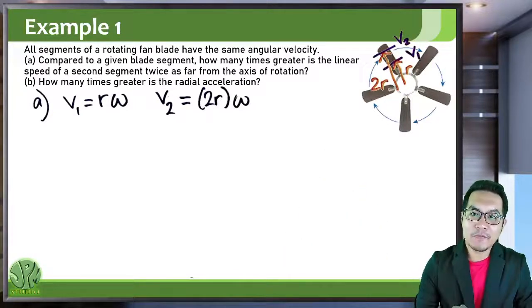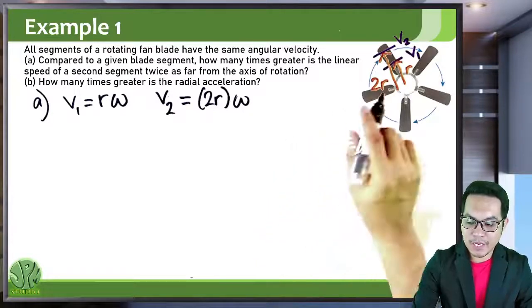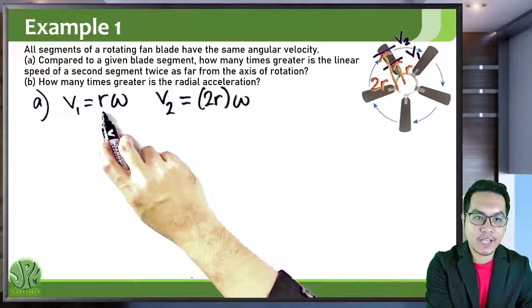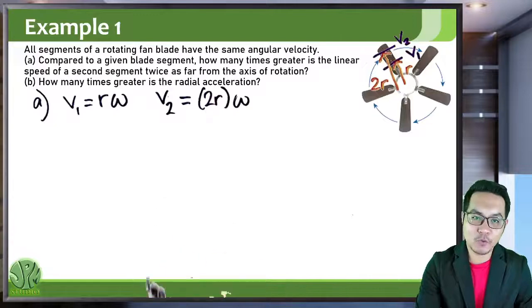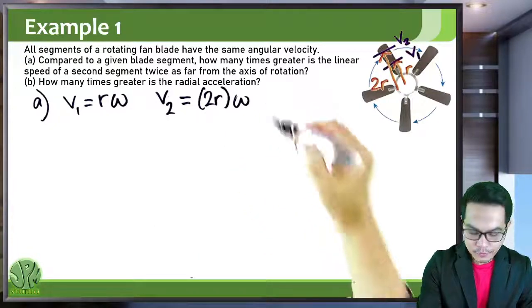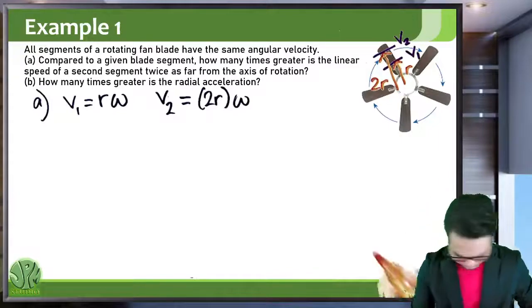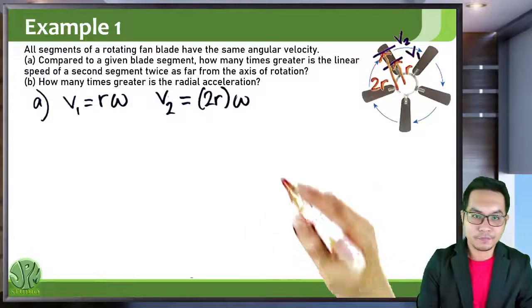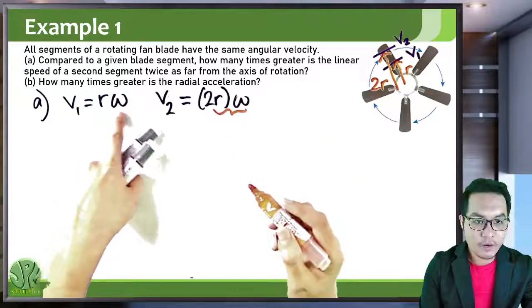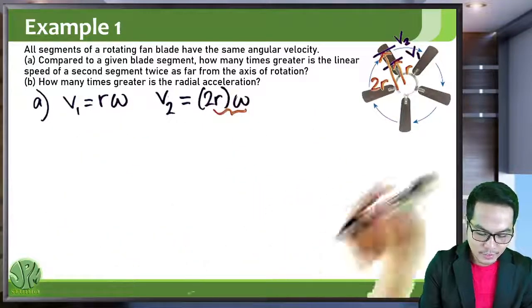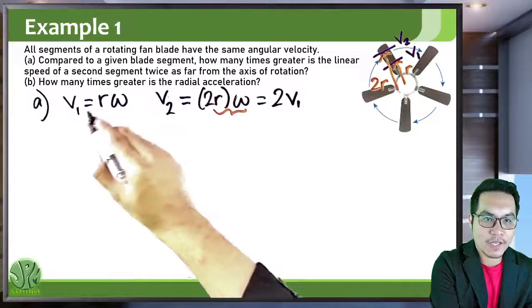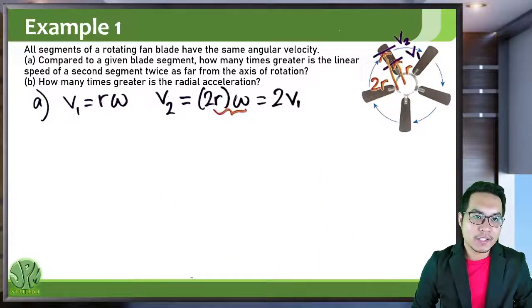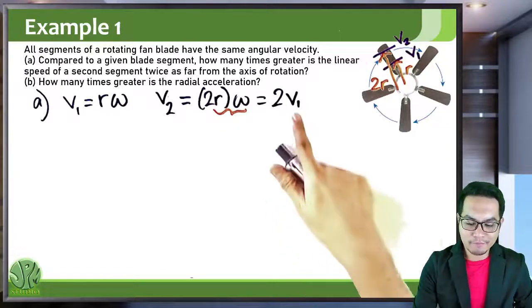But they don't have the same linear velocities because they have different distances. The first segment has a distance r from the axis of rotation. The second segment has a distance of 2r. Now, if you write this in terms of v1, r omega is v1, so basically this is just 2 v1. So this is the answer for letter A: the second segment has twice the velocity of the first segment.